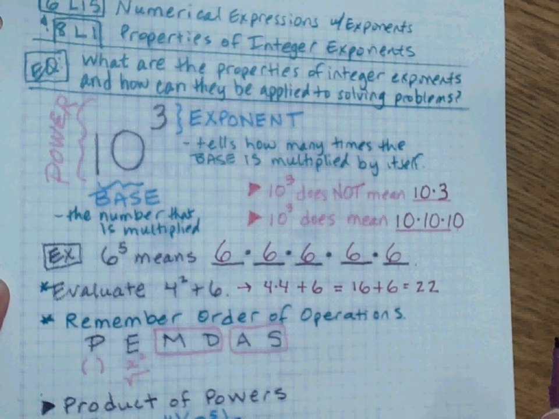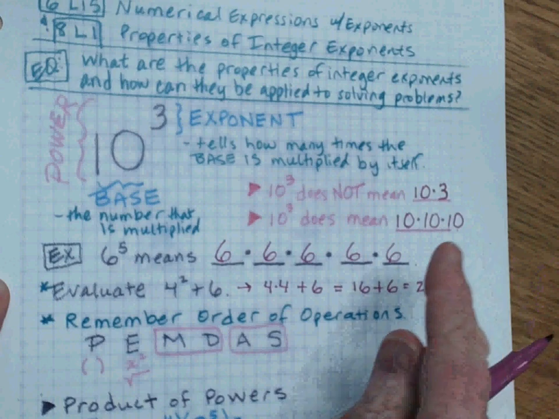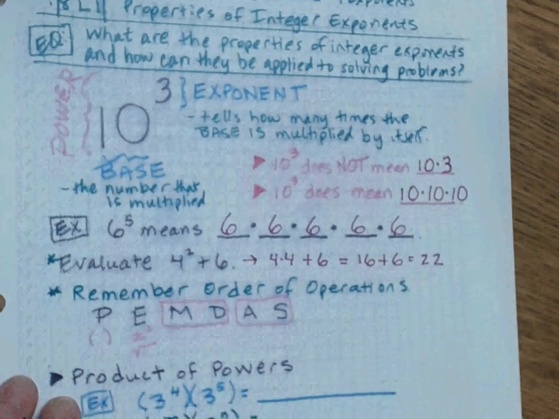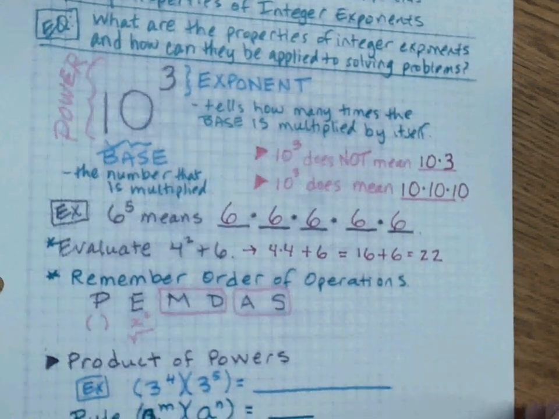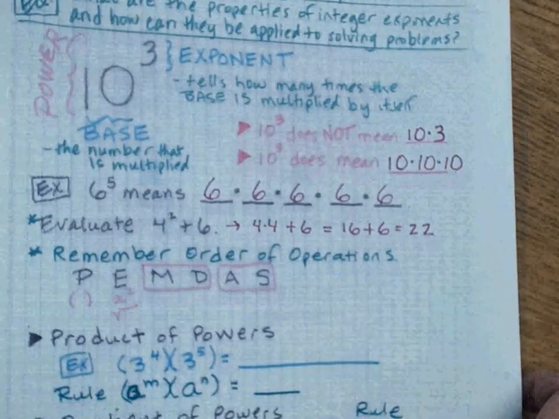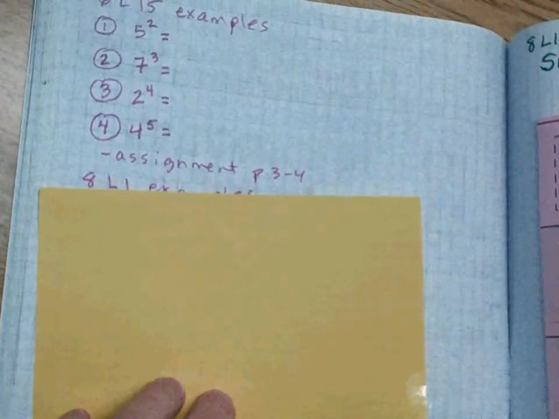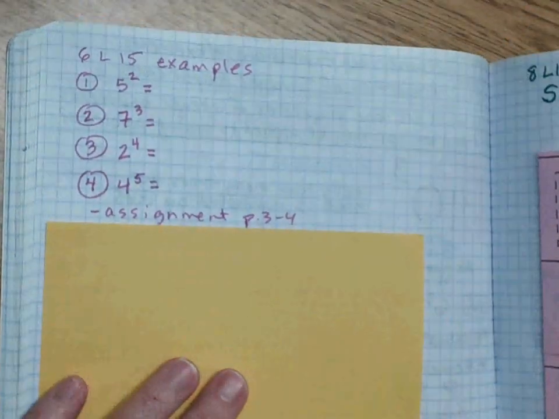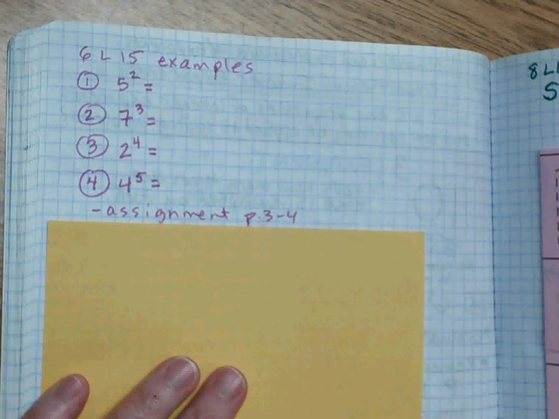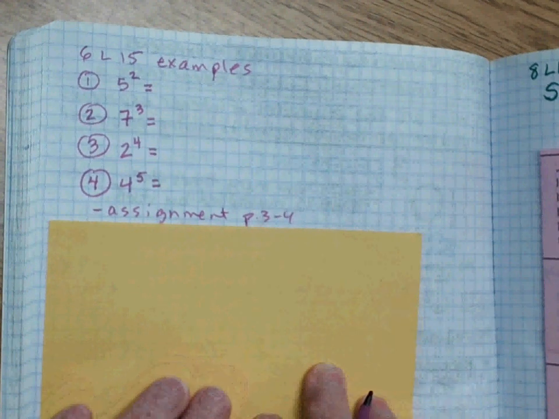Now, we are going to do 8 lesson 1 tomorrow, which is where we're going to begin talking about product of powers. What I would like you to do at this time is find a side of your composition notebook or a piece of scratch paper and do these examples. If you would like to press pause right now and see if you are able to do them by yourself, that would be awesome.